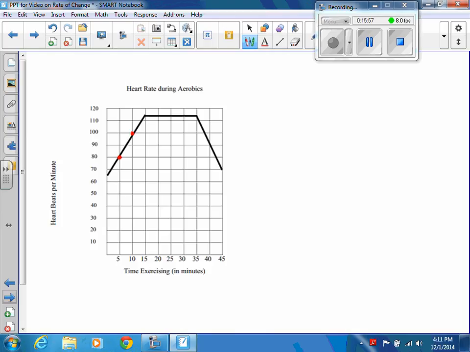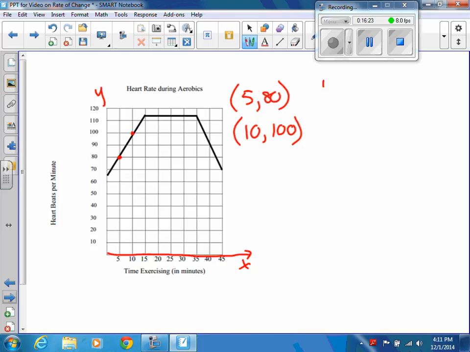Okay, same thing applies. I need to find out my ordered pairs. So my first ordered pair, again, remember my bottom axis here is going to be my x-axis. The vertical one here is going to be my y-axis. So I'm going to make my ordered pairs here. I've got 5 and 80. That's my first one. My second one is 10 and 100.